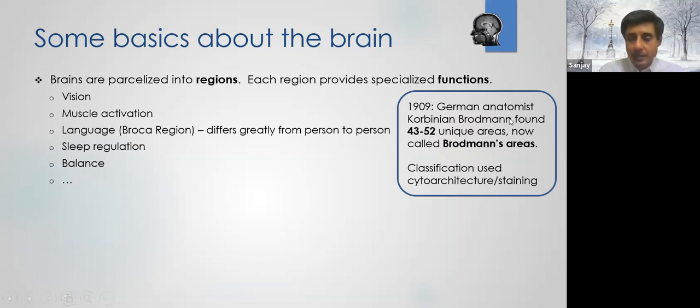Over time, that number actually changed. Today it's considered more like 43, because some of those areas seem to be doing the same thing, so they were combined. So early in the history of neuroscience, this was a formal way of identifying specific regions of the brain, in the sense that each of these regions was responsible for a specialized function, for example vision or sleep regulation. Although Brodmann's areas are specific to only the cortex, when people think of the brain, it's the main part of the brain, not the brain stem, not the limbic system.